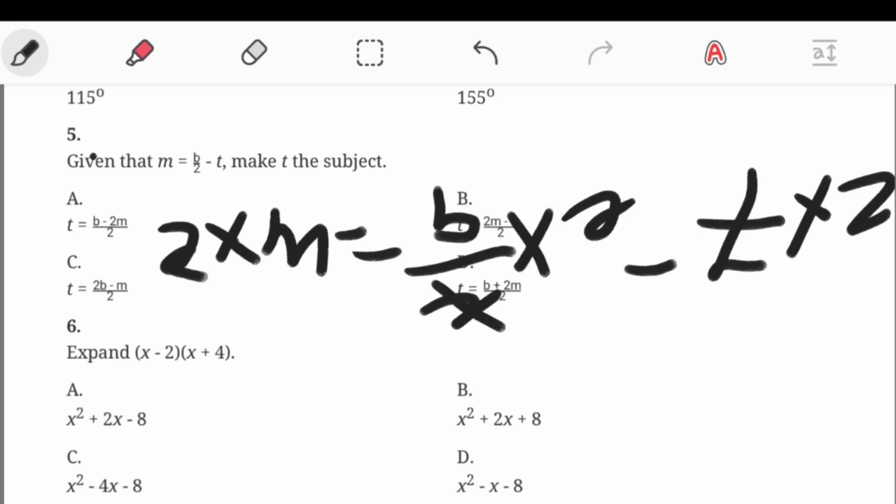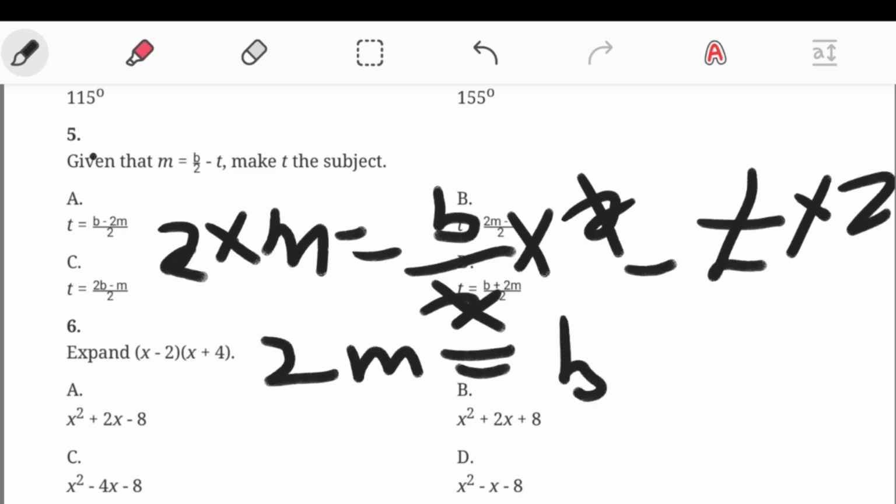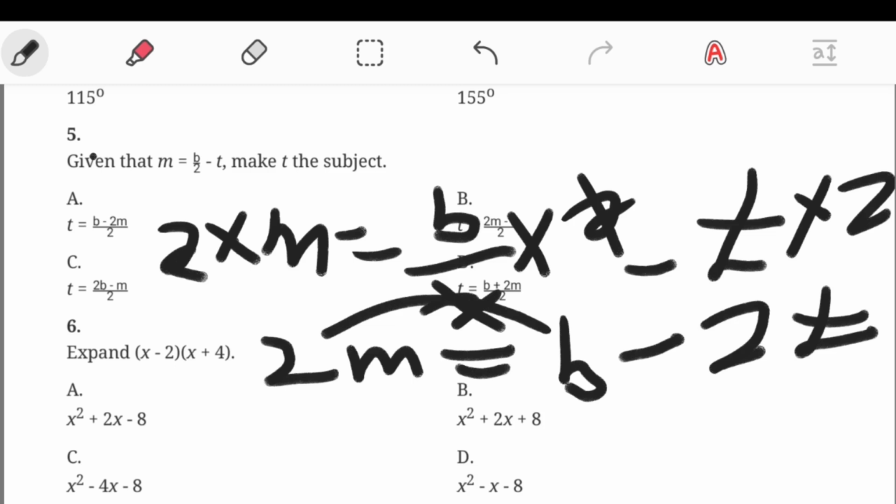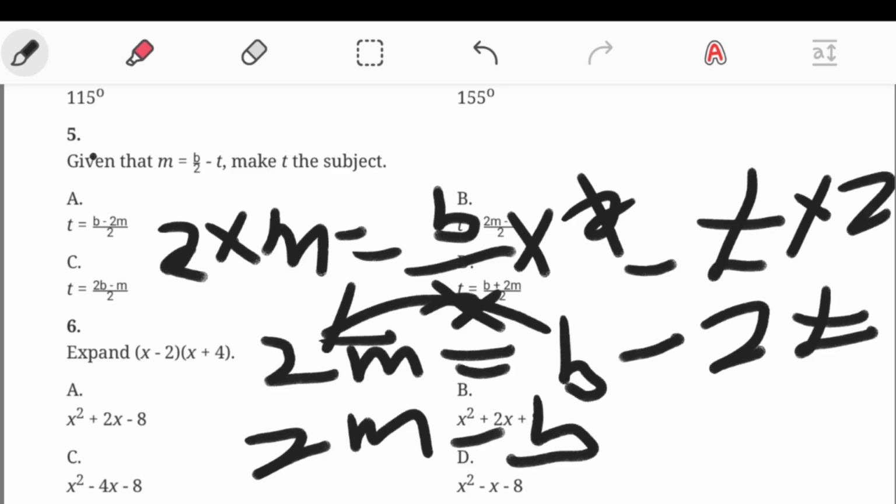Then this 2 will cancel this 2, leaving 2m to be equal to b minus 2t. But we want to find t. We want to make t the subject. So we now group like terms. We send b across, giving you 2m minus b is equal to minus 2t.